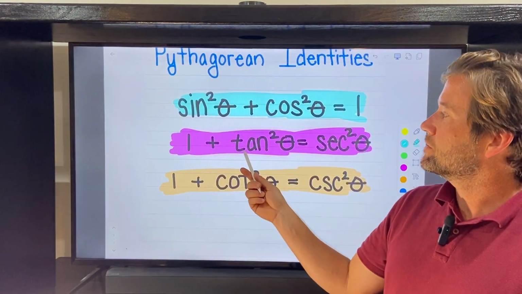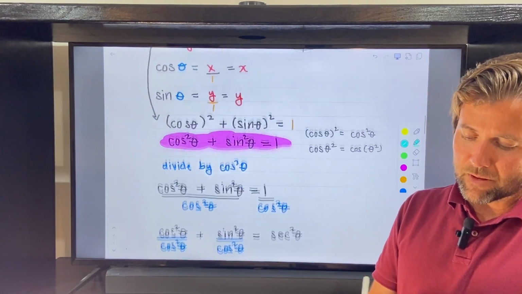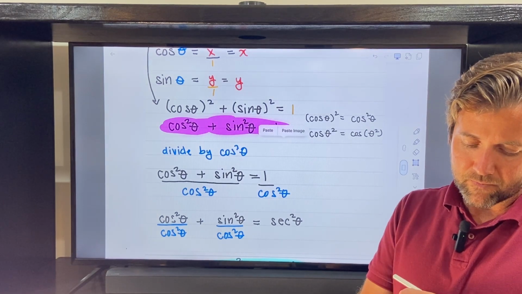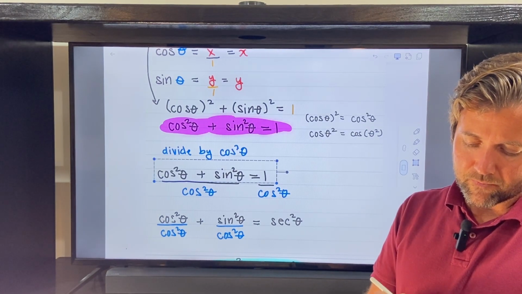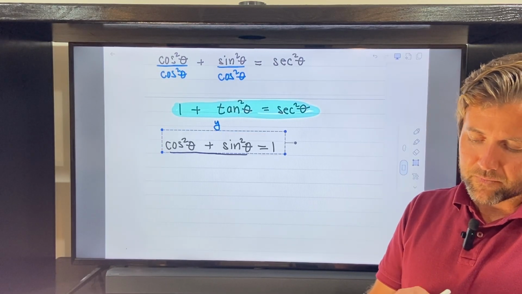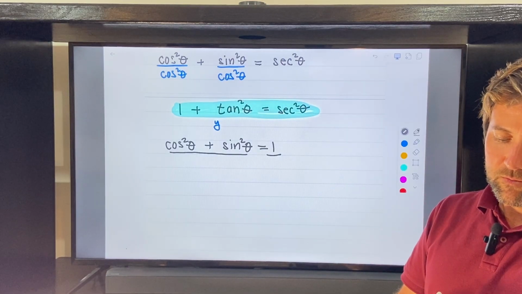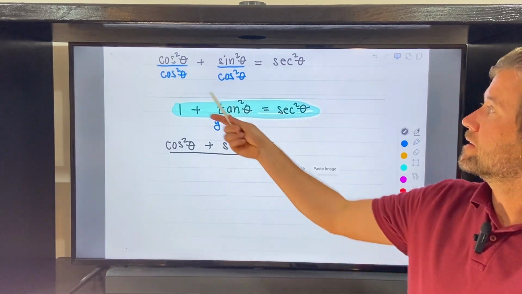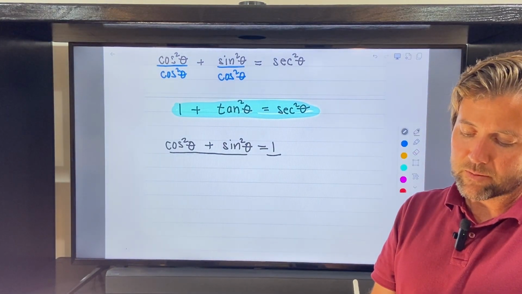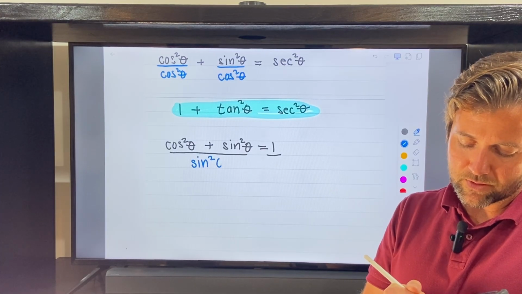So now we have these 2. Now we just have to derive this last one here. You might be able to figure this out. We're actually going to take this Pythagorean identity here, and in the previous part we divided everything by cosine squared theta. Now we're going to divide both sides by sine squared theta.